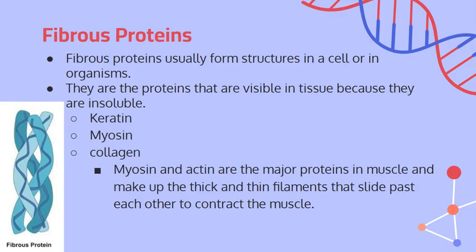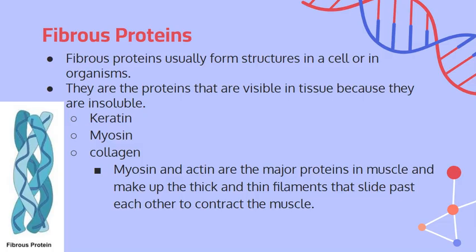So fibrous proteins usually form structures in cells, like the cytoskeleton, and within organisms. So we can see this in fibrous collagen, keratin, and so on. They are proteins that are visible in tissue because they are insoluble, so they will not dissolve in water. So things like keratin, which is your hair and your fingernails, myosin, which controls muscle movement, and collagen, which comprises your nose and your ears.